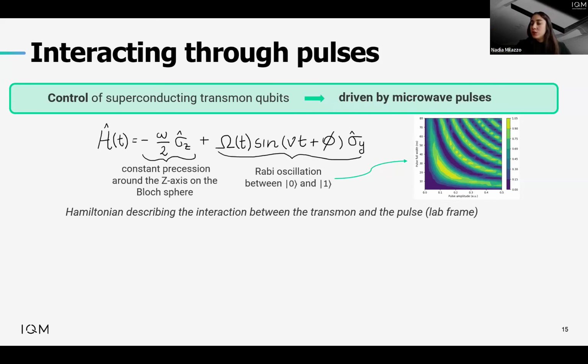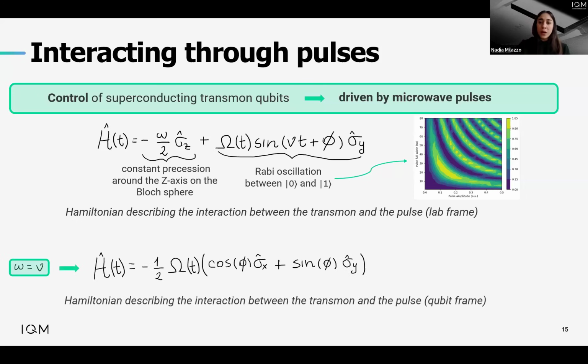And if we change reference frame, and we don't care about the mathematical operations that we need to do that, we can transform this equation into another form where we just made an assumption. Here, this omega and nu are the two frequencies of the transmon qubit and of the pulse. So we have put ourselves in the situation where those two coincide. This is usually referred to as resonant. This is the resonant case.